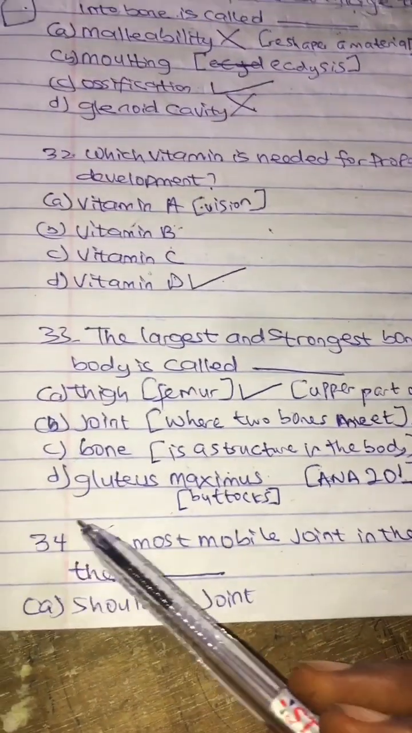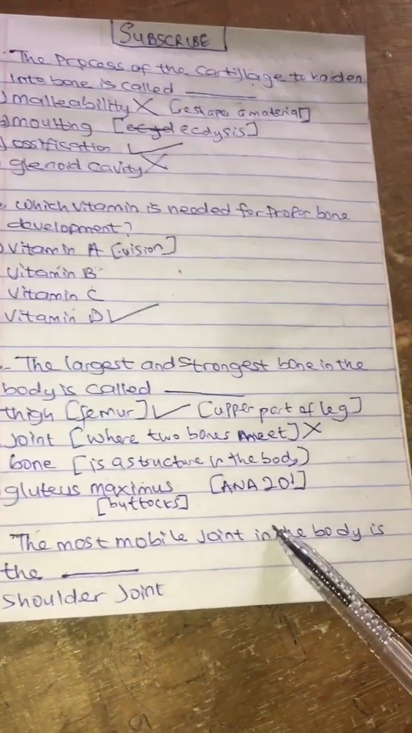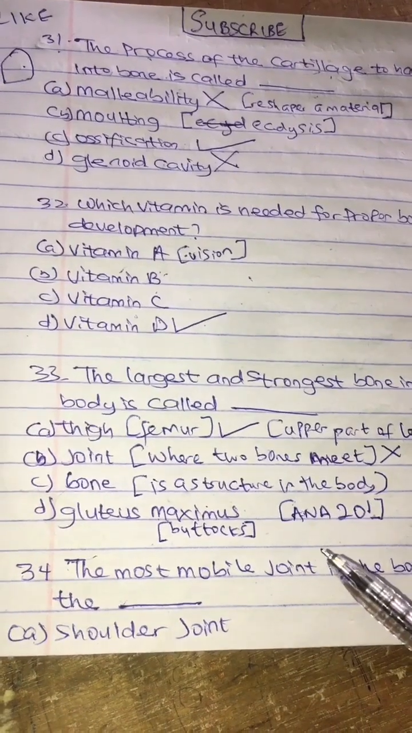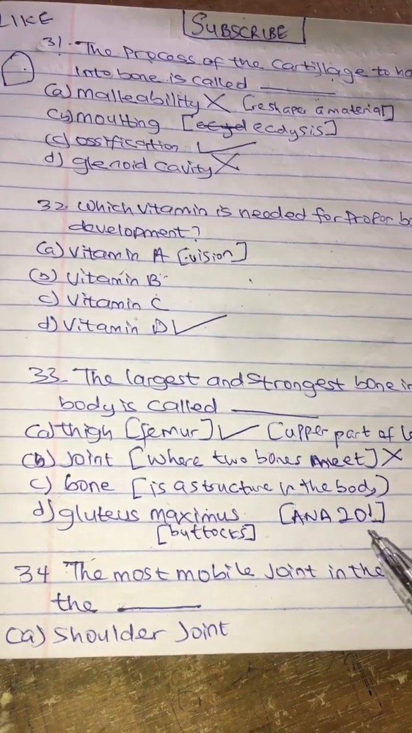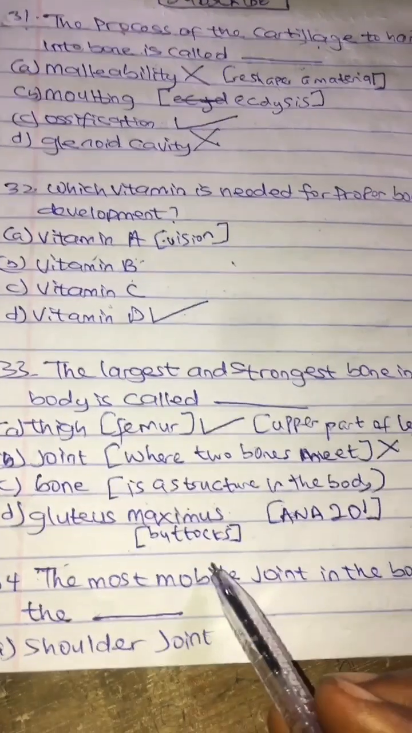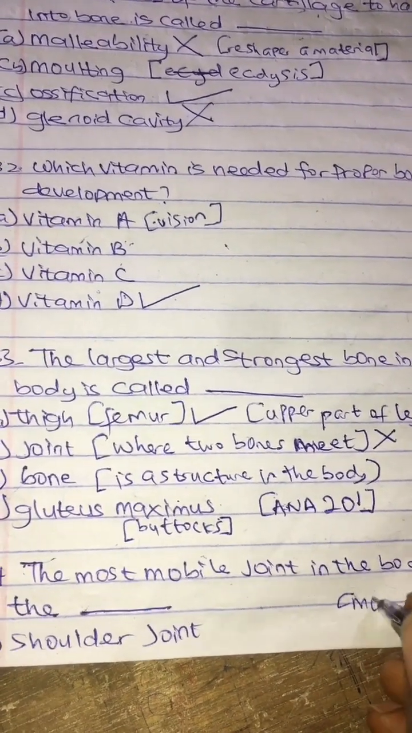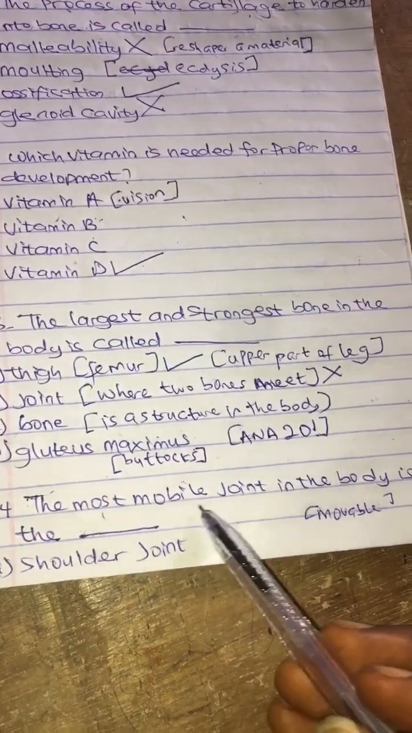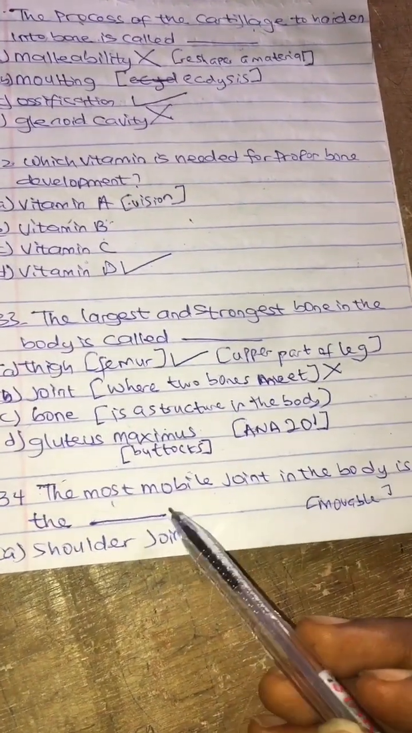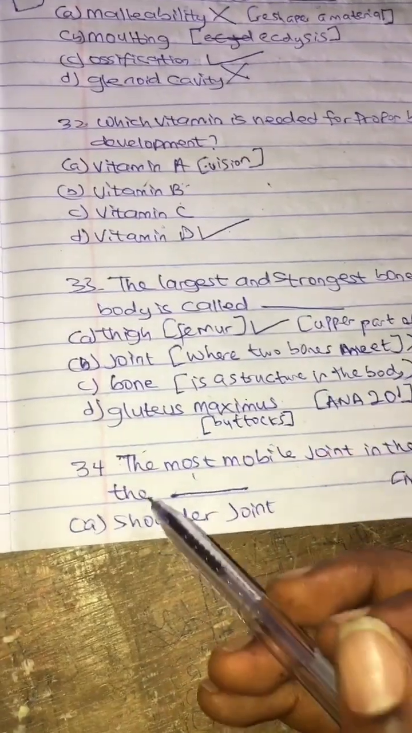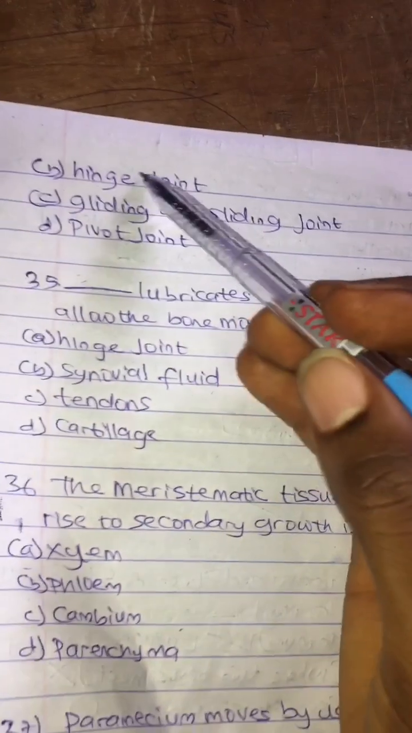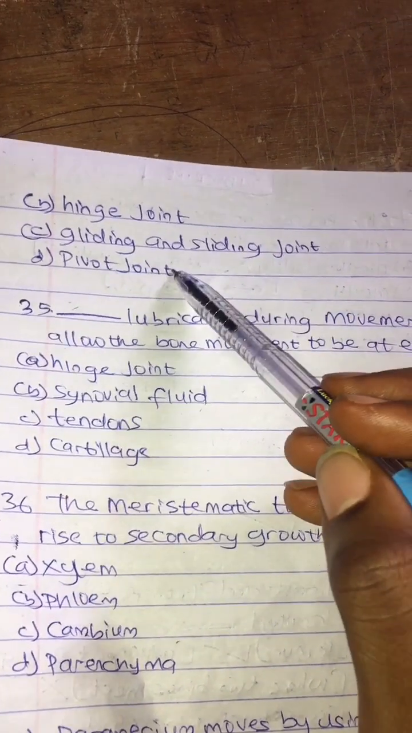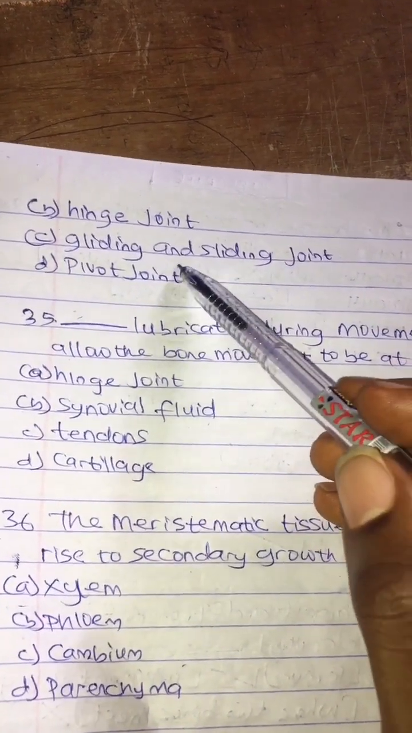Let's continue. The most mobile joint in the body is the dash. As a student that wants to write JAMB, you should know the meaning of mobile. Mobile is something movable. The most movable joint in the body is the dash. A, shoulder joint. B, hinge joint. C, gliding and sliding joint. D, pivot joint. So let's start from option D.